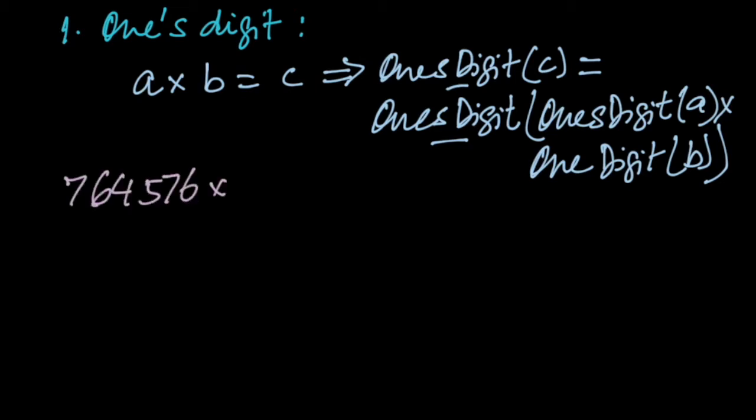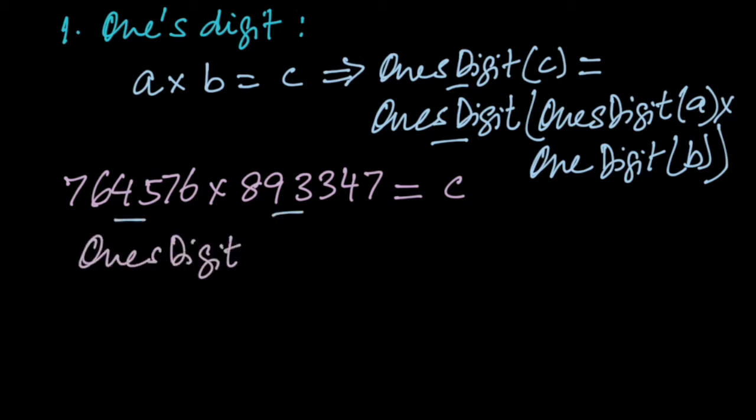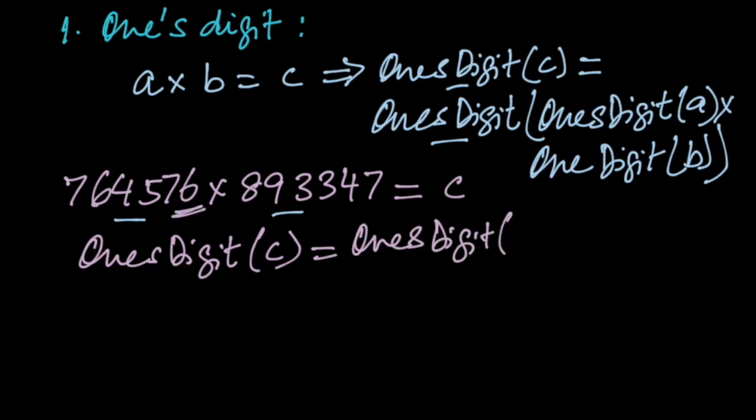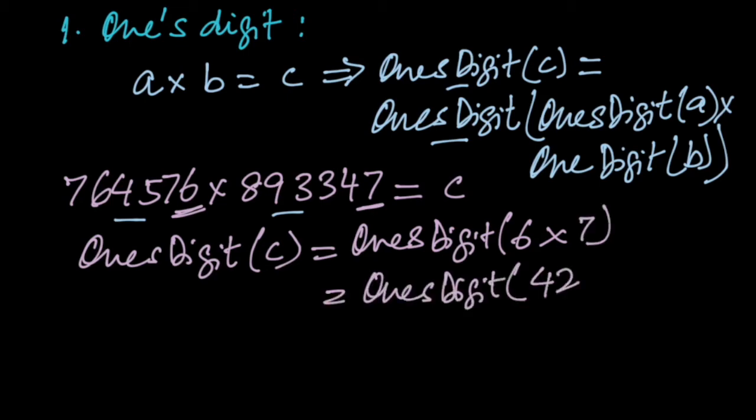So let's take an example. Suppose A is this and B is this, then the ones digit of the answer is going to be from the ones of this number, which is 6, and the ones of this number, which is 7. So the ones of 42, which is 2. If in the given set of answers only one number has 2 in the ones digit, then you can straight away pick that as the correct answer.